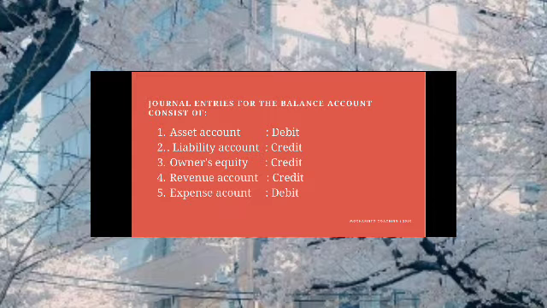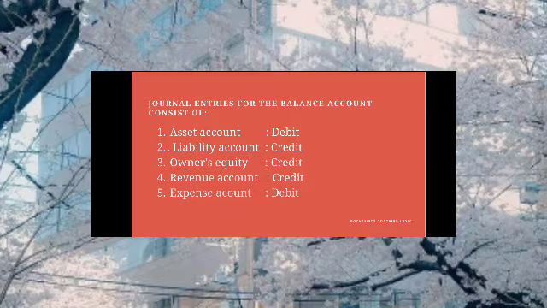Journal entries for the balance account consist of number 1, asset account. The asset account is in debit. The asset is all the wealth a company possesses in value by money and used in corporate operation. Number 2, liability account. The liability account is in credit. The liability is the obligation to pay to others, due to credit for cash transactions.